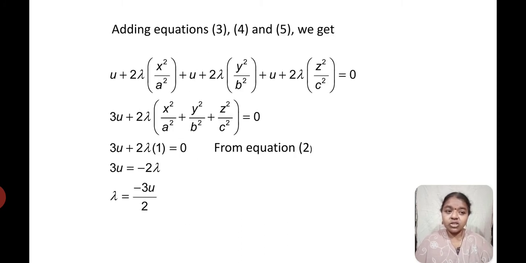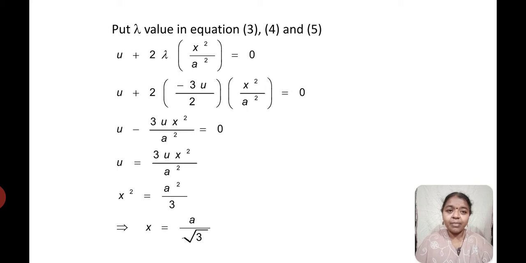Now what is our next condition? We would be adding 3, 4 and 5. So the first two terms are equation 3, plus the next two terms are equation 4, plus the next two terms are equation 5. When you look into here, u plus u plus u is 3u, and in the next terms we have 2 lambda common. When I take 2 lambda common, I get x square by a square plus y square by b square plus z square by c square, and the value of this is 1 from equation 2. Therefore, 3u is equal to minus 2 lambda, or lambda is equal to minus 3u by 2.